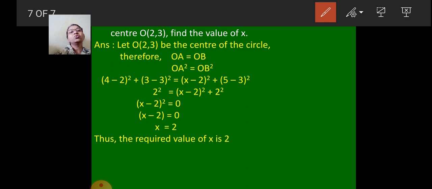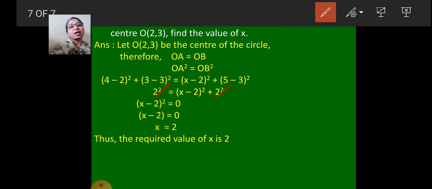Again this 2 square and 2 square will get cancelled. So next step, (x minus 2) the whole square is equal to 0. On taking the square root, x minus 2 is equal to 0. Shift minus 2 to the right hand side. So you will get x is equal to 2. Thus the required value of x is 2.